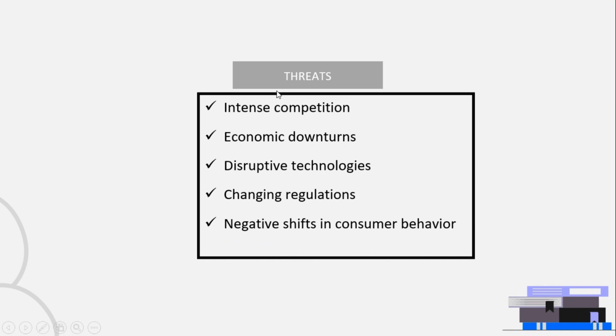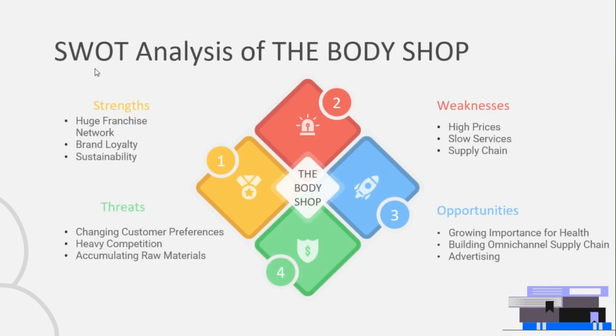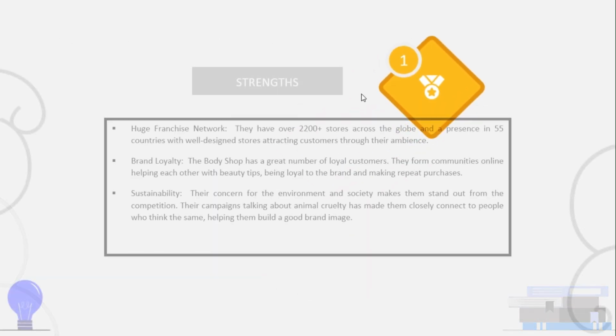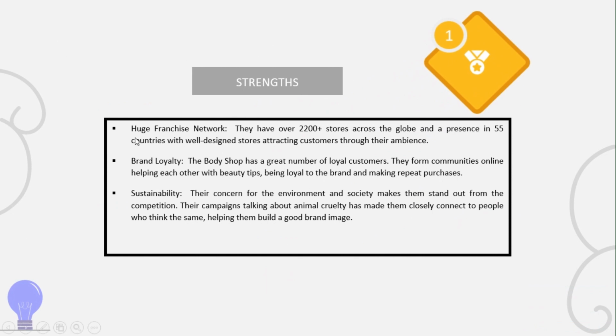Now let us discuss SWOT with an example. For this explanation I'm taking The Body Shop as an example. Let's first talk about strength. 1. Franchise network. Let's talk about The Body Shop's impressive franchise network. Boasting over 2,200 stores globally and a presence in 55 countries, this beauty giant has established itself as a global powerhouse. 2. Brand loyalty. The Body Shop has cultivated a remarkable sense of brand loyalty.